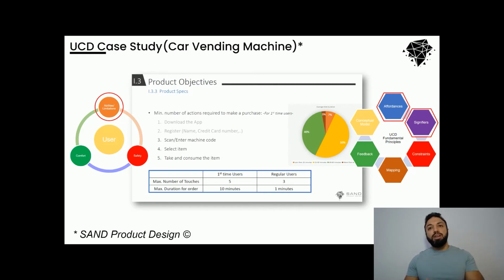And for a regular user, i.e. the user that actually used that service before, it will be only 3 steps. I think eventually we shaved one of these steps off. I think step number 3 eventually came out, and it was just selecting the item on the app and then consume. So I think we reached 4 and 2 at the end. But again, I think at this stage in time, we didn't know that.